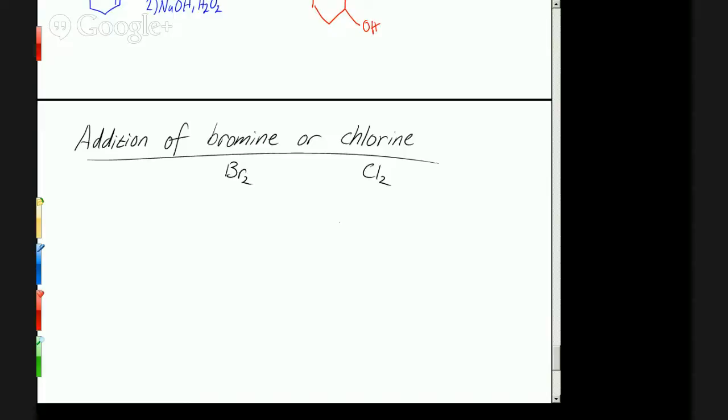Based on what we've already done with HX, I'm going to ask you to predict, let's say we have this molecule again, and we react this with bromine. What do you think the product will be? If you had to guess. And I gave you the hint that a lot of these reactions kind of go the same sort of way. How might you draw, what do you think the product might be?